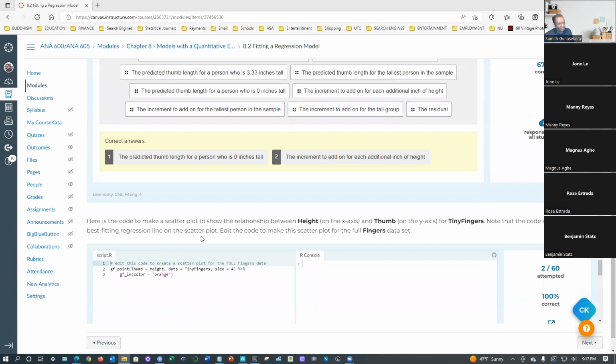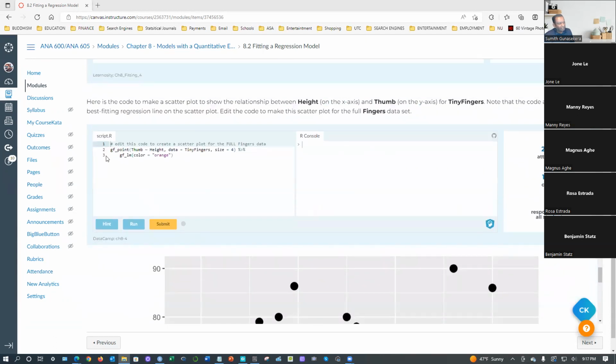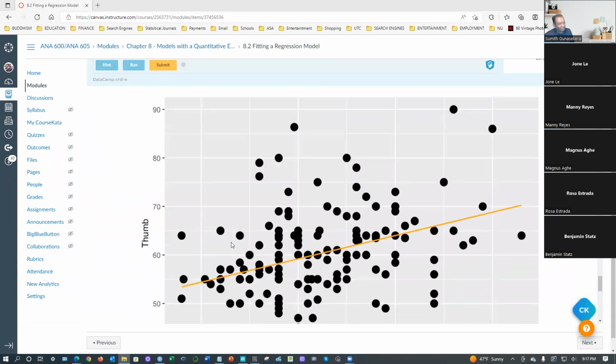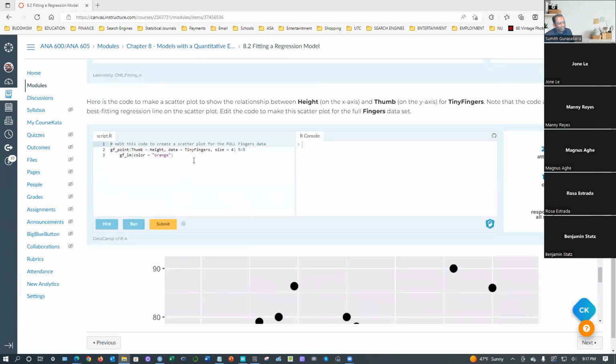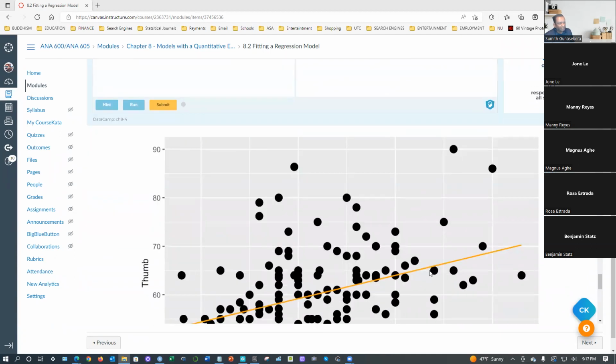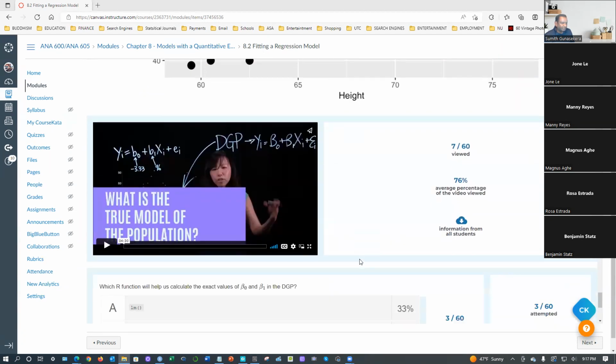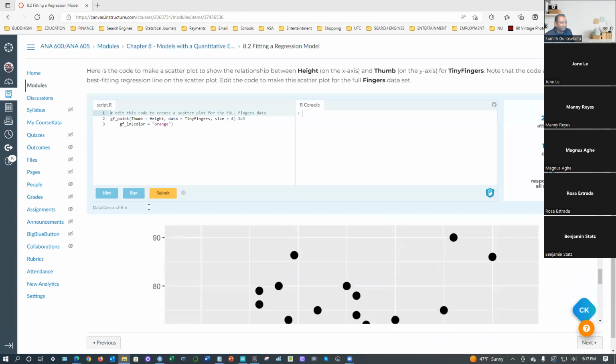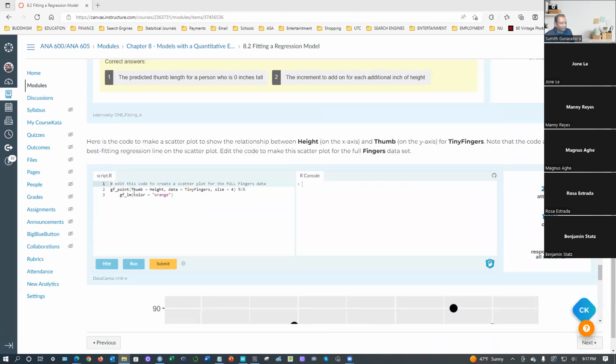It's going like that. And then they can draw the GF point scatter plot, and then you can get the best fit. See, that's the one. GF point will give you the thumb to height. See, this one. GF go to the linear model. When you put the linear model, it will give you that.